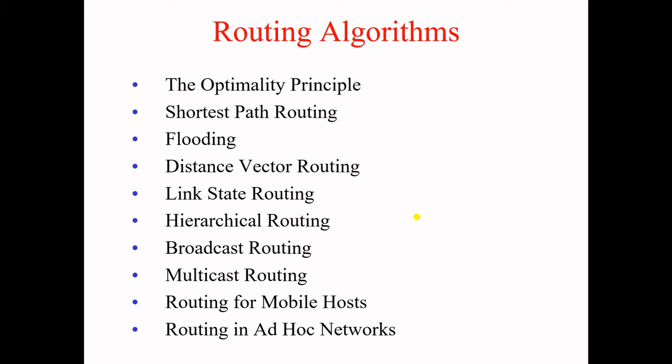The first one is the optimality principle. The second one is the shortest path routing. Third is flooding. Then distance vector routing, link state routing, hierarchical routing, broadcast routing, multicast routing, routing for mobile hosts, routing in ad hoc networks. Okay, so we will see one by one what are the functions, what are the principles of each routing algorithm.